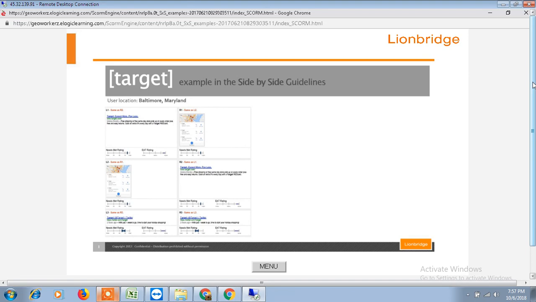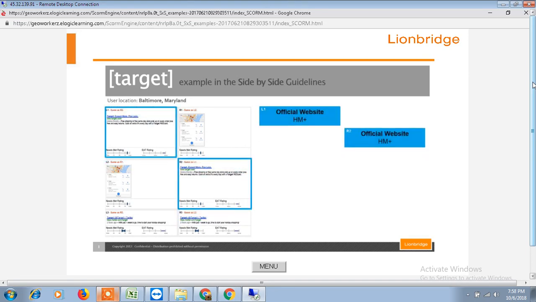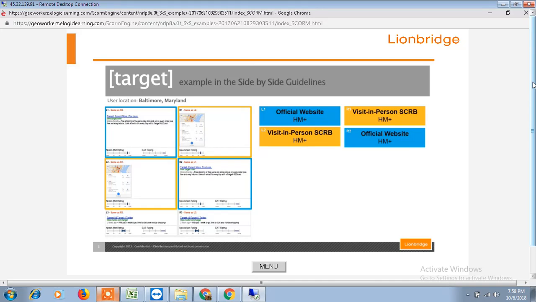Let's take a look at the results of this query. L1 or 2, they're the same. There are results for the official website for target, and rate highly meets for satisfying one intent, the website intent. L2 or 1, they're the same. There is a different result, a list for nearby target locations. Highly meets is the needs-met rating here, as it satisfies one intent, the visit-in-person intent.